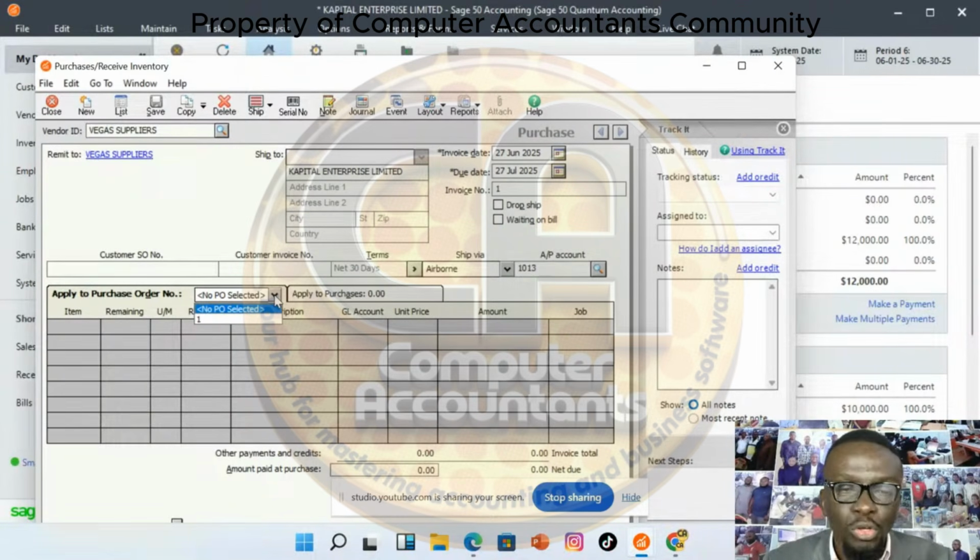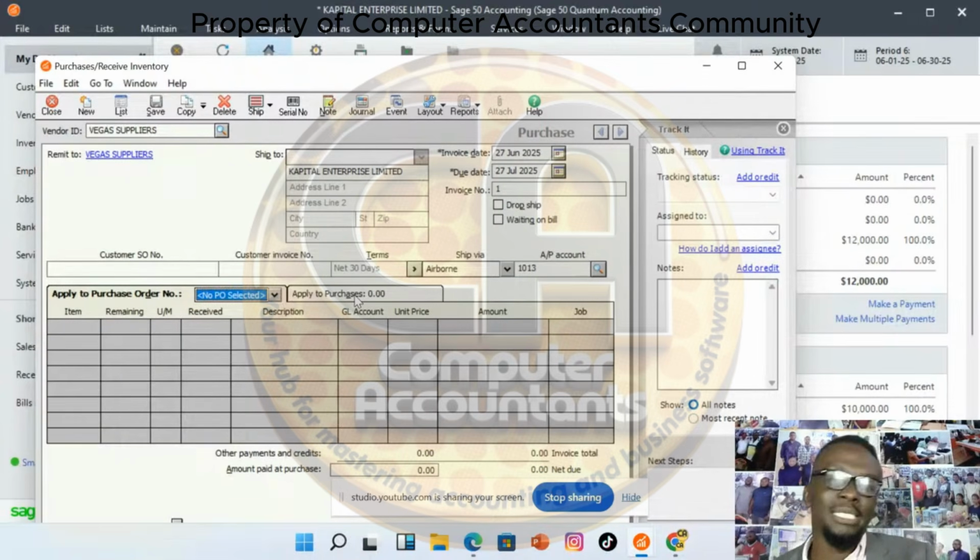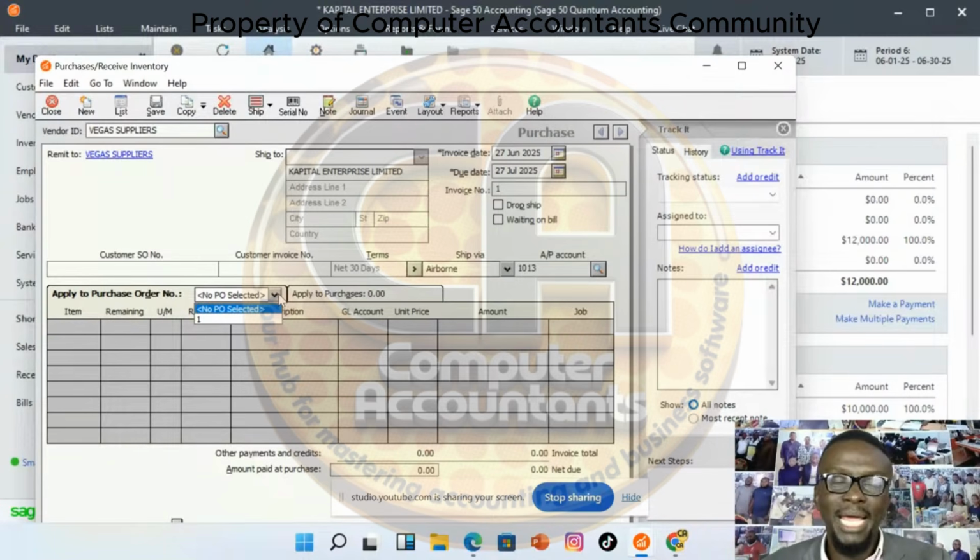So is this transaction transiting from the purchase order? If it is not, if we are dealing directly or differently from him, then you go to apply to purchases. That means there was no purchase order issued. It's just an invoice he is giving us. But now that we have a purchase order, it means that there is a procedure behind this transaction. So we select that purchase order number.